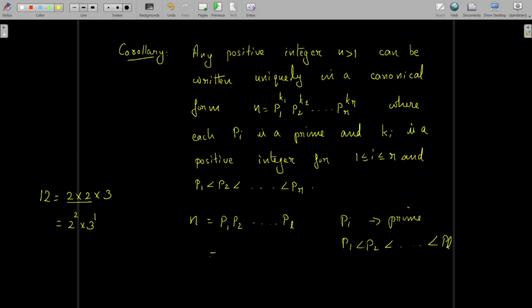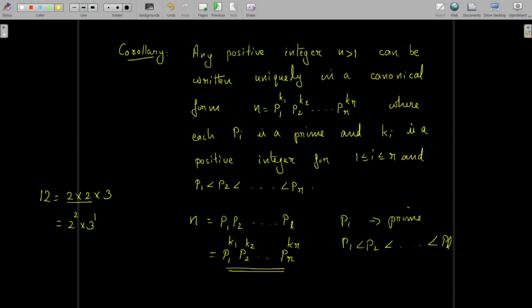Then we can express this as p1 raised to some positive integer k1 into p2 raised to some positive integer k2, etc. pr raised to some positive integer kr. And when we express an integer in this form, it is known as the canonical form of the integer.